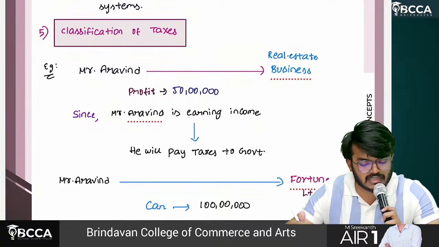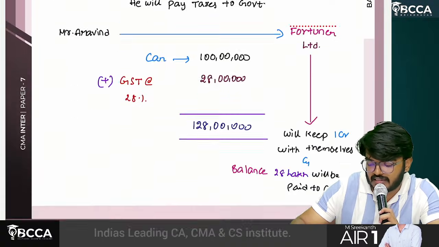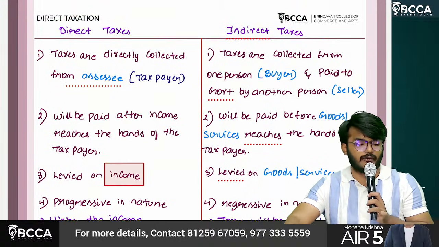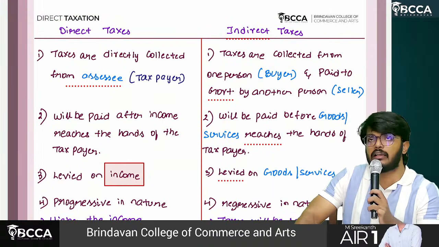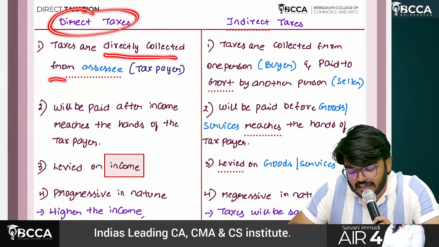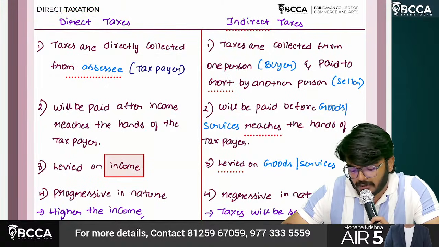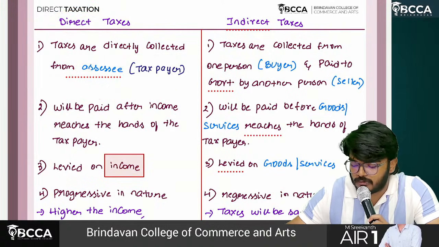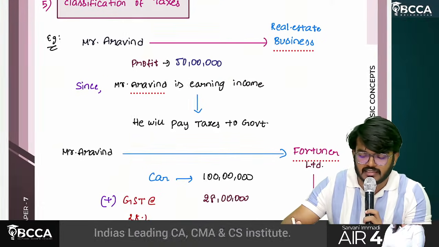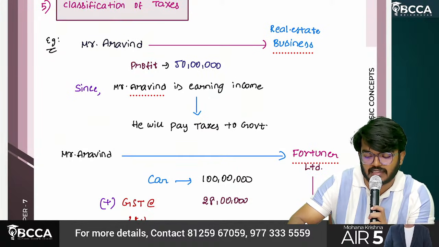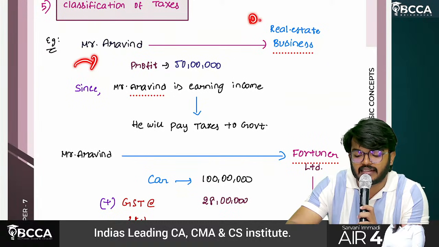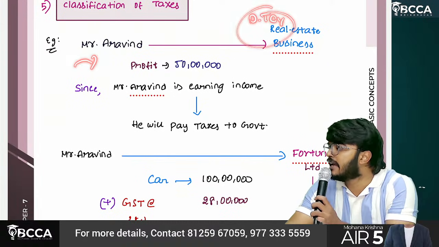Next one is what? Classification of taxes. How many types of taxes are there? Basically, two types of taxes. We have understood the differences also. We'll quickly try to revise once again so that we can continue. Direct taxes are directly collected from the assessee. What is the meaning of assessee? Taxpayer. If you check the first example, Arvind is earning the income, therefore who has to pay the taxes? Arvind has to pay the taxes. Therefore this tax is which tax? Direct tax.